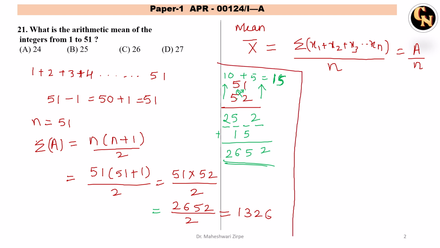What is arithmetic mean? It is summation. We have to find the mean. So x bar is equal to summation of a. How much have we got? Summation of a is nothing but 1326 divided by 51.